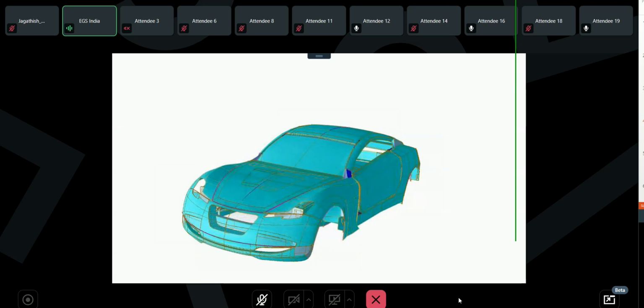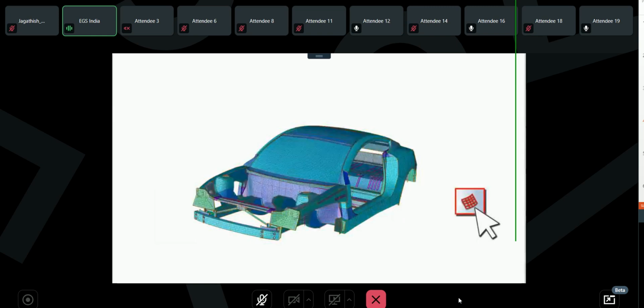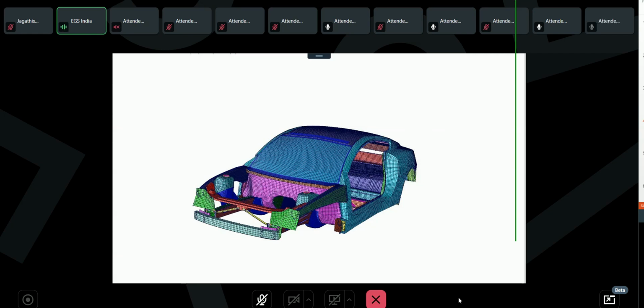So here the complete model of the outer skeleton, the BIW of your vehicle, has been imported into your 3D experience platform, and with a single click we can say this is how it has to be meshed. We can also give a mesh rule, where it will say that this kind of surface thickness will have this kind of mesh. So all those can be easily settled in the initial stages also.